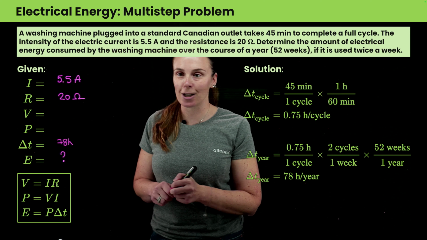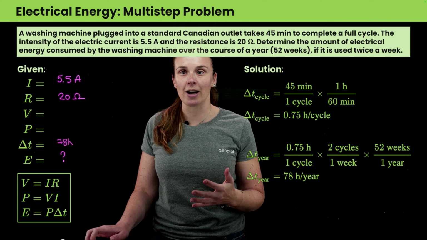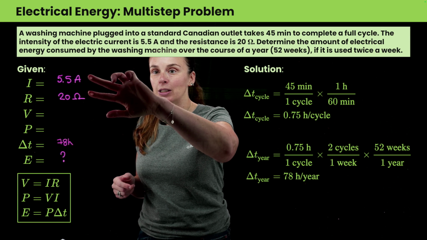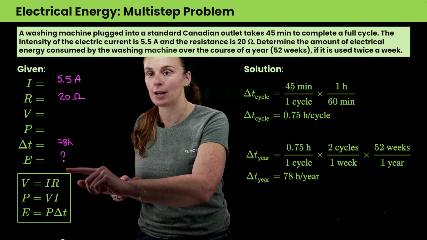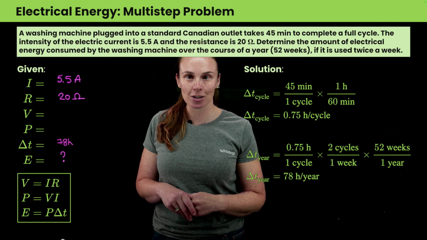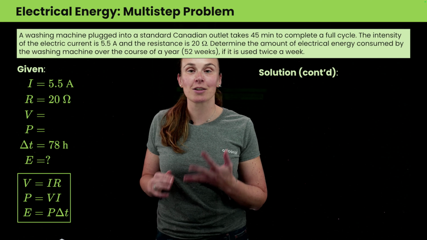We're always adding to our givens. So what else can I use? What else can I find? Well, I have enough information in this question to find my voltage because I have my intensity and I have my resistance. So if I look at my formulas, I have enough information to find voltage. So let's tackle that one first. So let's use that information, the intensity and resistance, to find our voltage.